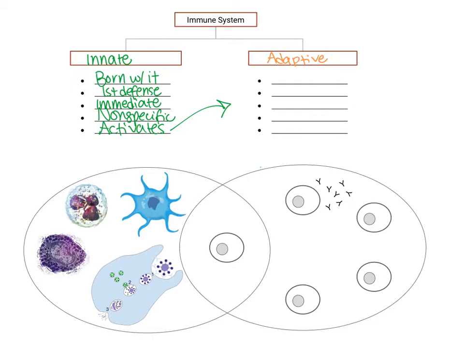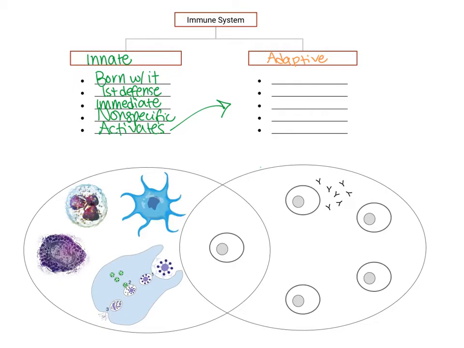So as soon as you get a paper cut and there are pathogens entering your bloodstream, the cells of this innate immune system immediately react. This response is called nonspecific because it reacts to every pathogen exactly the same. So it is not specific to a specific type of pathogen.